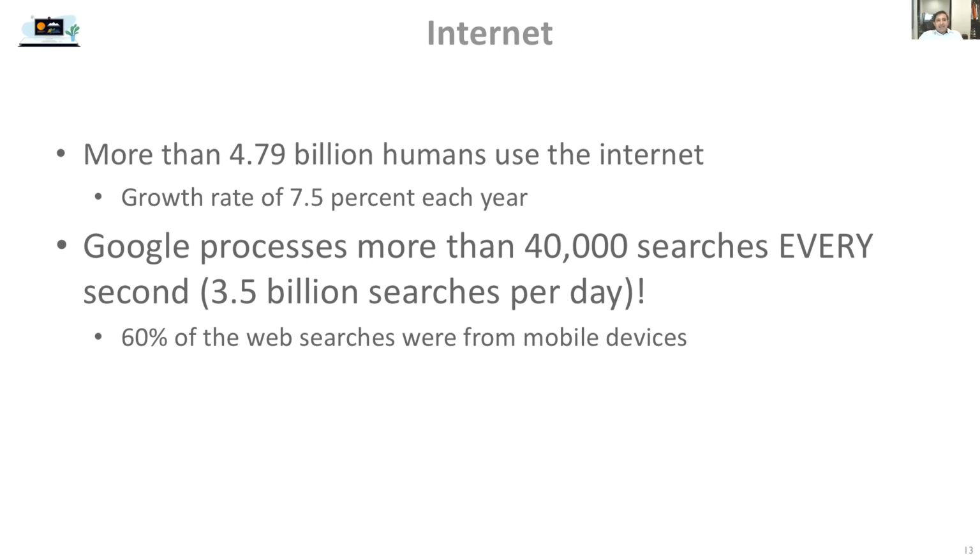Let's look at the magnitude of the internet use. More than 4.79 billion humans use the internet, and its growth rate is at 7.5% each year. Google processes more than 40,000 searches every second, which adds up to 3.5 billion searches per day. And 60% of the web searches were coming from mobile devices.